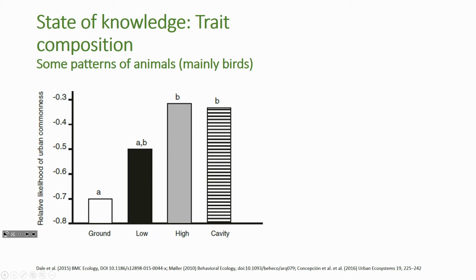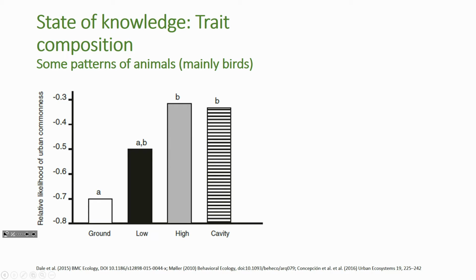Well, for birds, one result is that usually birds that breed on the ground will not do well in urban areas. If we divide bird communities by their breeding behavior or nesting behavior, such as done by Dale et al. in the paper which this figure is from, then we will see that birds that have their nest on the ground don't do well in urban areas. What you see here on the y-axis of this figure is the likelihood of urban commonness, the likelihood that a bird species can become common in urban areas. And you see that this is pretty low for the ground breeding birds.